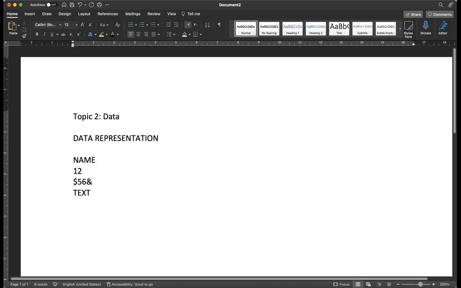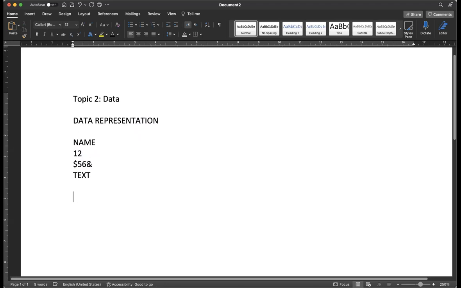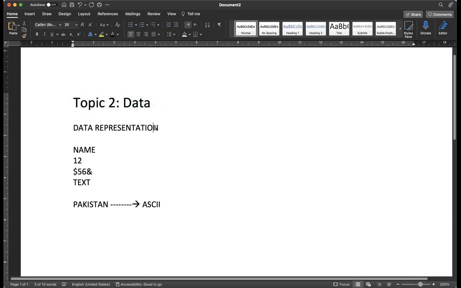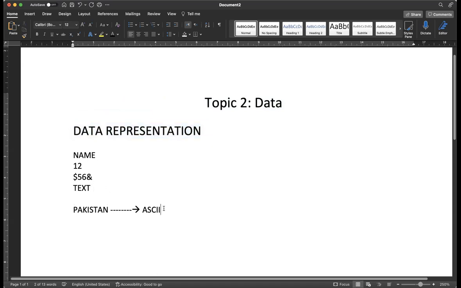So the first thing is, how do we represent our data? Listen to me very carefully. Whatever we type on a computer, like I type Pakistan, this is not understandable by the computer. So the computer uses some kind of code to understand this, and that is known as ASCII code. Whatever we type into the computer, the computer converts that data into a form of ASCII.